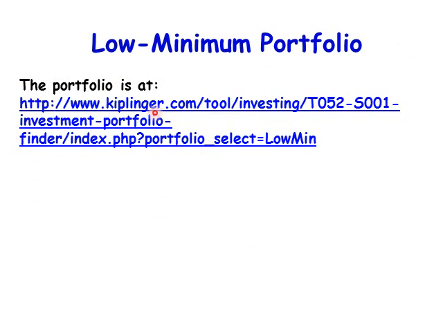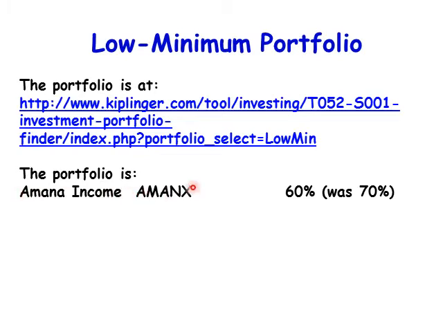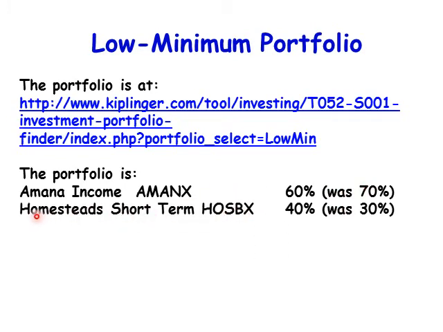First we will look at the low minimum portfolio, which is at the Kiplinger site, and this is the location here, with portfolio select equals low min, so this is the link for that portfolio. The portfolio consists of two funds, Amana Income Fund, AMANX, 60%. In the portfolio it was 70%, but we are doing a 60-40 portfolio, and the original portfolio was doing 70-30. Then there is a bond fund here, Homestead Short-Term Bond, and it is 40% we have, and the portfolio had 30%. So we're doing 60-40. 60% is in Amana fund and Homestead is 40%.